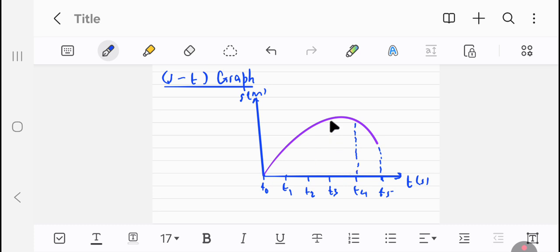Same here. Right. And then that's just the case here. And then this is our maximum point here. Right.